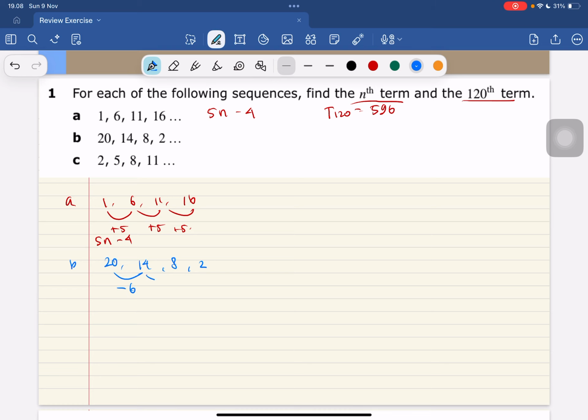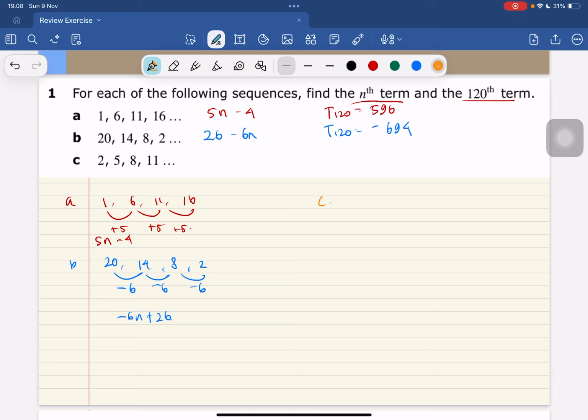Okay, go on. B, we got 20, 14, 8, and 2. So this is minus 6, minus 6, minus 6. It's only one difference, so it's minus 6. And minus 6, to make it 20, we need to plus 26. So this is 26 minus 6n. So T120 is 26 minus 6 times 120, and this will give us the answer of minus 694.